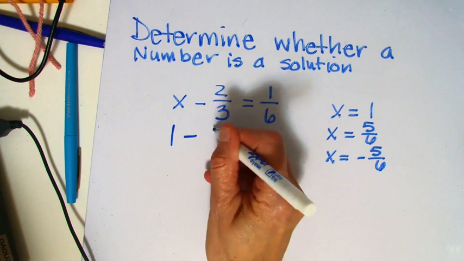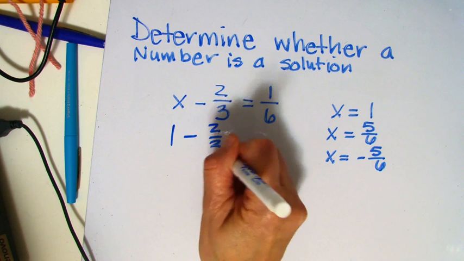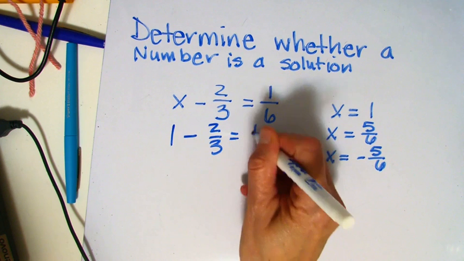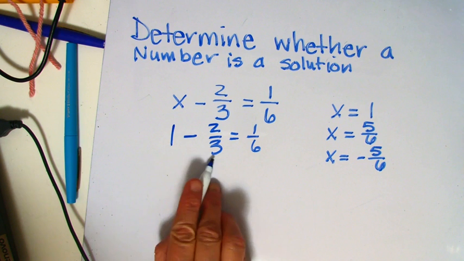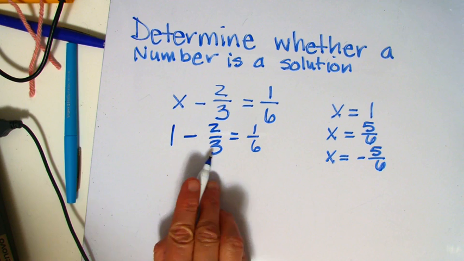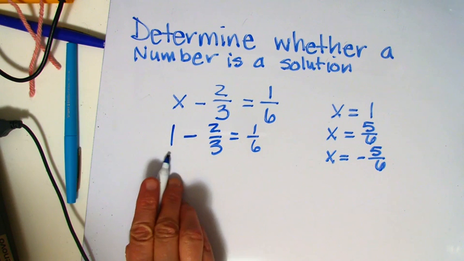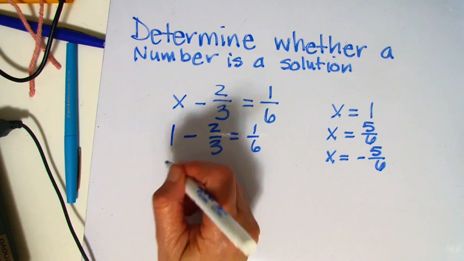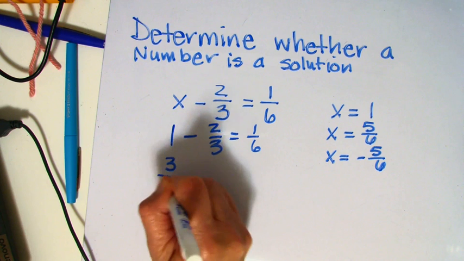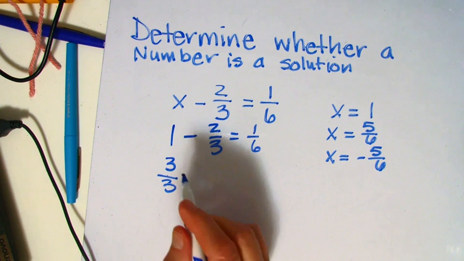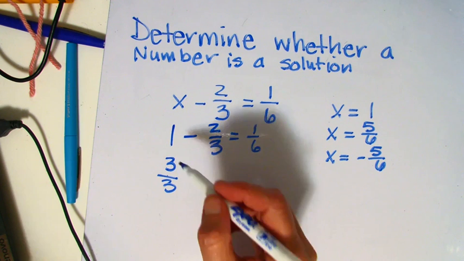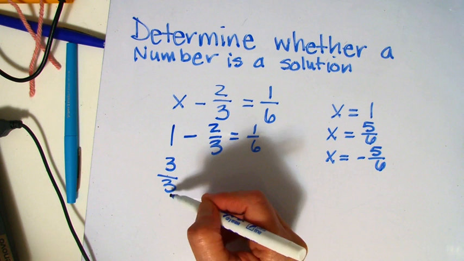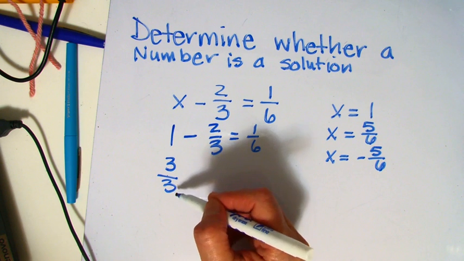Now, because I'm working with subtraction, I might want to go ahead and convert that 1 to a fraction. And maybe because I'm subtracting 2/3 from it, I'm going to convert this to 3/3. Remember that 1 is equivalent to a fraction in which both terms are the same, but not 0.